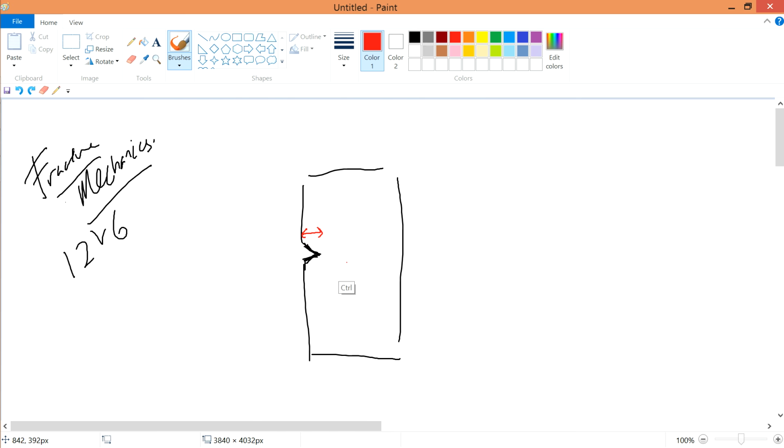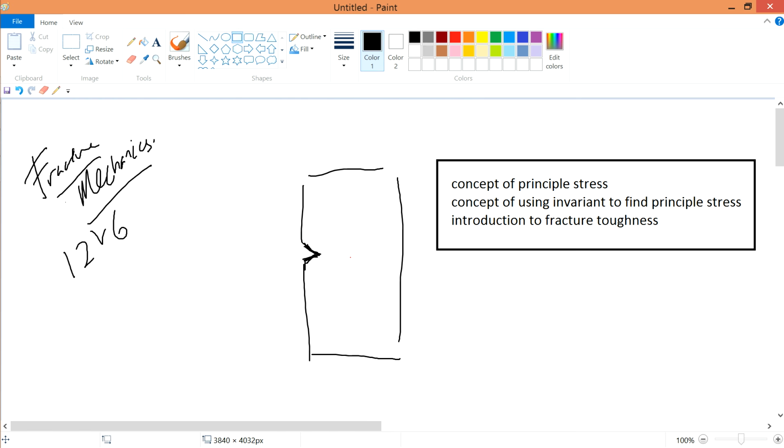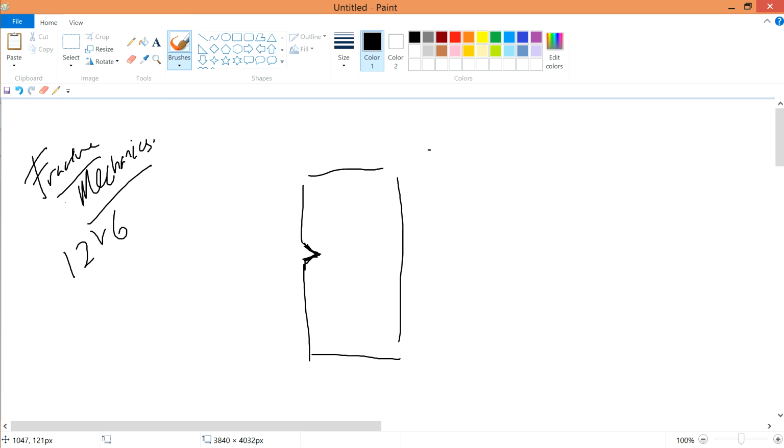And therefore, how do we start? In this example, we will talk about the concept of the principal stress and how to apply it in this situation, and also the concept of using invariants to find this principal stress. Also, we will introduce you to the understanding of fracture toughness. How do we apply all this? To start, we need to understand the fracture toughness of this material. So we will start off with an example to do it out.